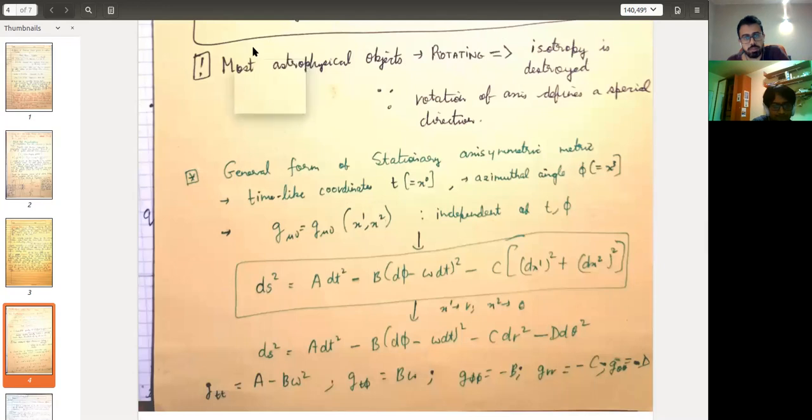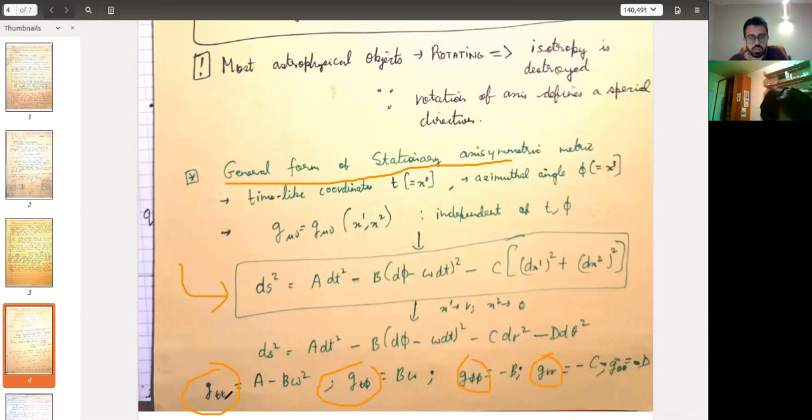Actually, it becomes a bit more complicated, which I'll show you later. But once you are forming this metric, the thing to realize is that this is the general form of a stationary axisymmetric metric, which is like this. Now, you can see that there is this term called d phi and dt whole squared. Since it is a whole square, there will be a term called dt d phi. So I have written these terms like this, and these are the important terms. So what is this g_tt term?